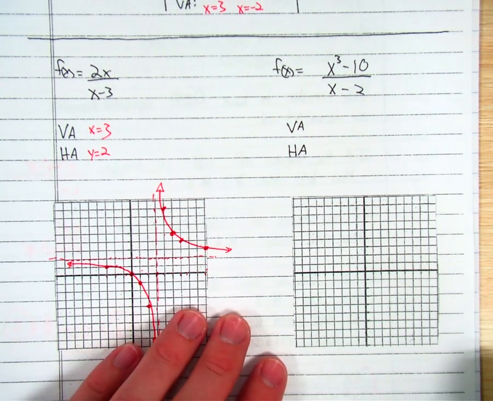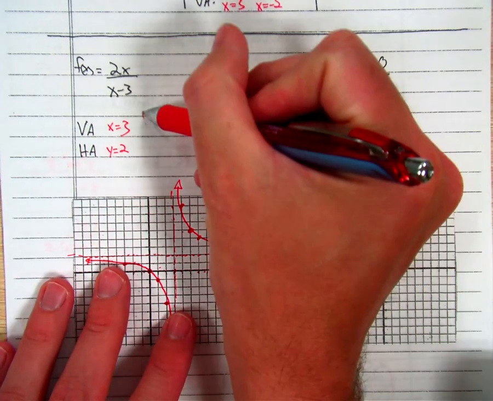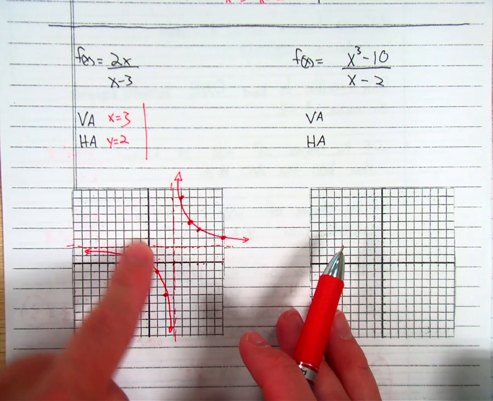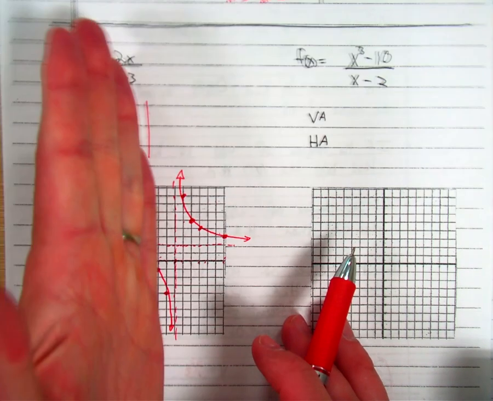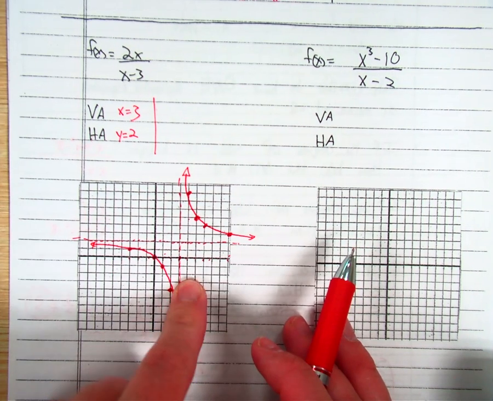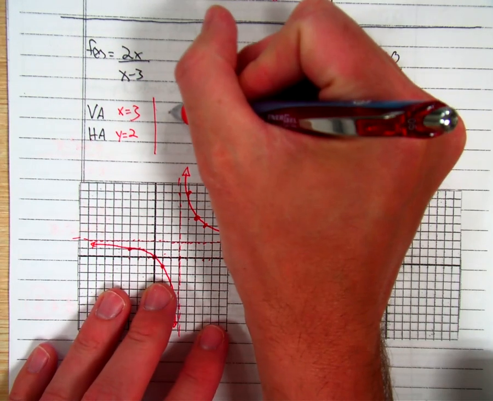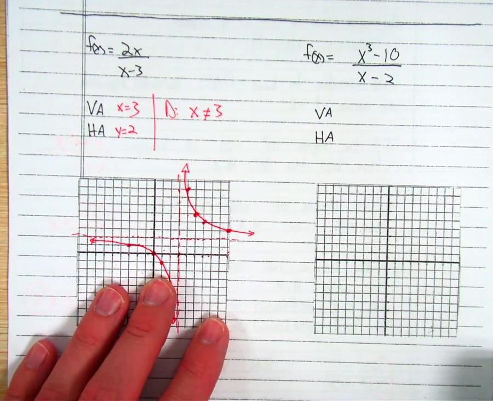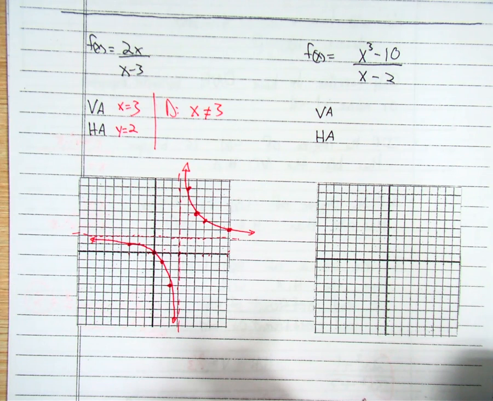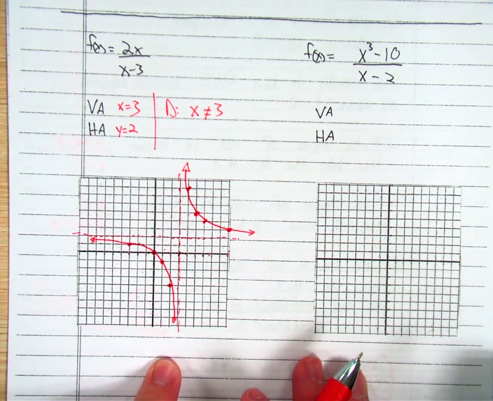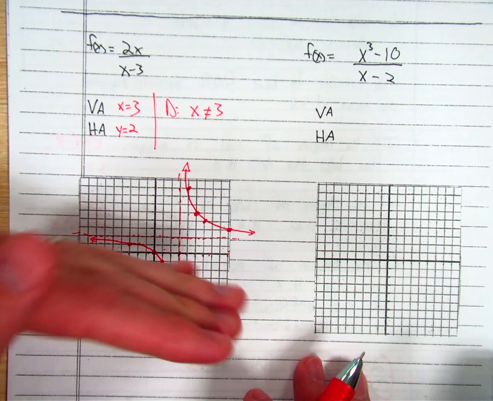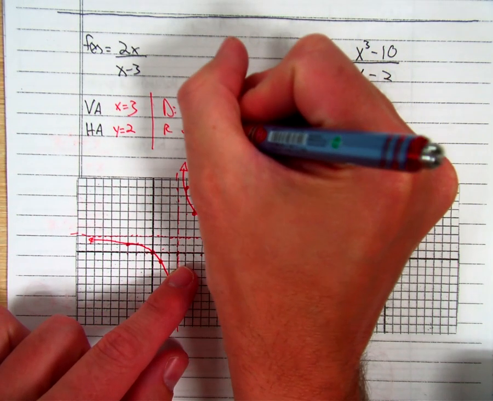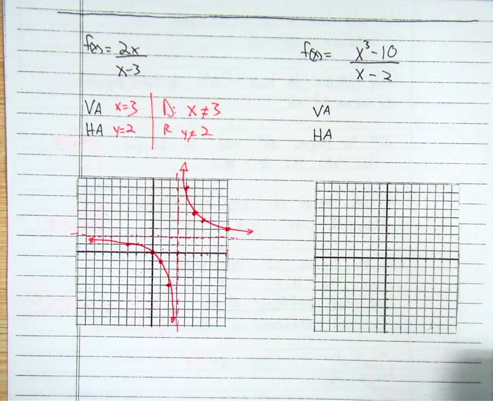Okay. Let's talk about domain and range. Domain and range, we're going to use all the x's going to the left forever and all the x's going to the right forever. We're just not going to use one particular x. We're not going to use 3. So our domain is going to be all x's that are not 3. We can say the same thing about our y's. We're going up forever. We're going down forever. We're just not using one particular y. We're not going to use 2. So all y's that are not 2.